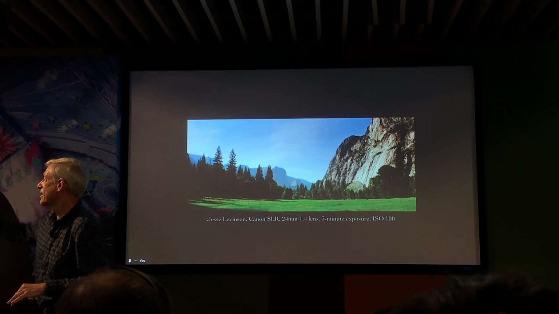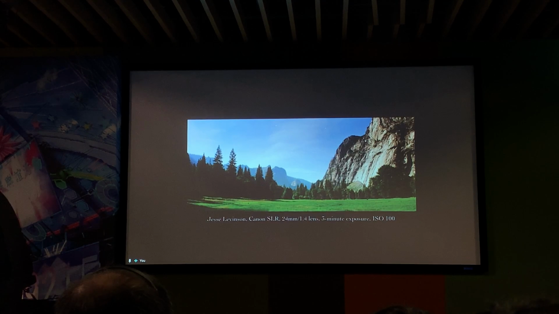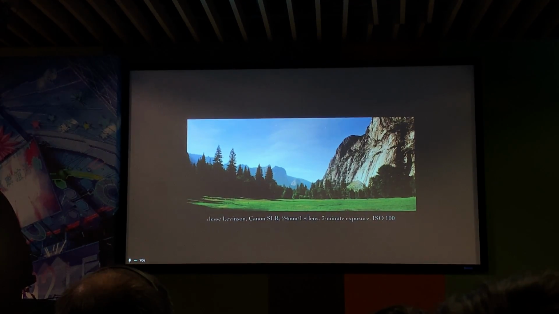So here's an example picture. This is taken with an SLR and has a very long exposure, 3 minutes, and this looks to you like a nice daytime scene in Yosemite, except that you can see stars. So this is the middle of the night. The meadow is green because it's illuminated by the moon. These shadows are cast by the moon.